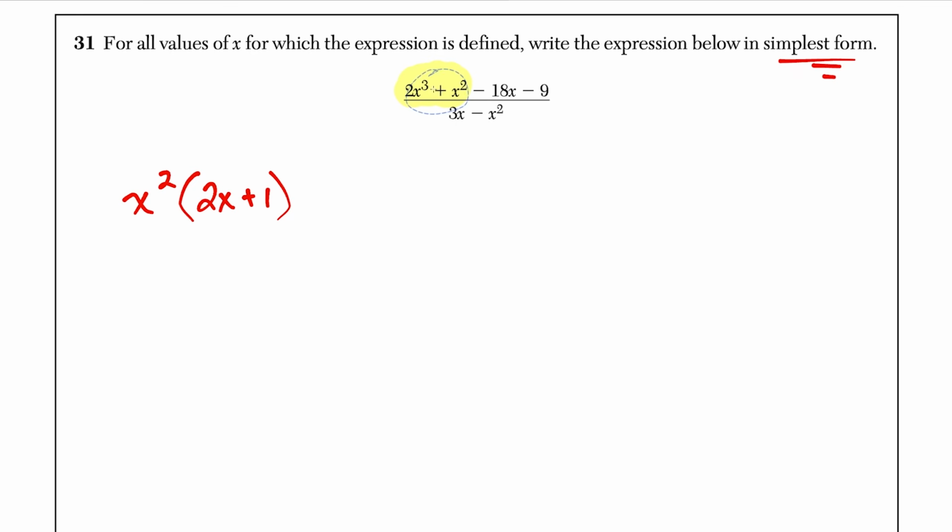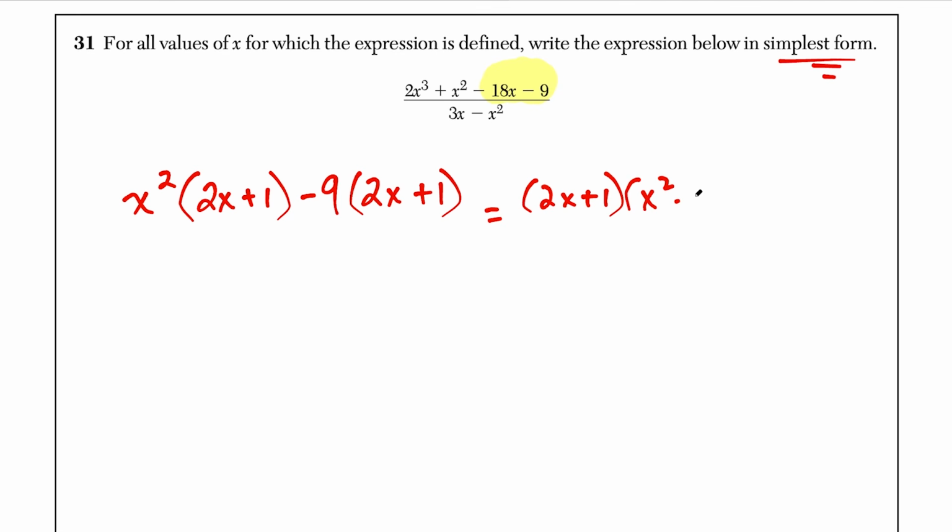So now we focus on the next 2 terms here, the minus 18x minus 9. And the goal is to generate a matching 2x plus 1. So this time around, I would take out a minus 9. And now if we divide each of those things by minus 9, we're going to be left with 2x plus 1. So there's our matching 2x plus 1. So we could take that out, and we have 2x plus 1. And now we write the leftovers. We have x squared, and then we're left with minus 9 on the next set of terms here.